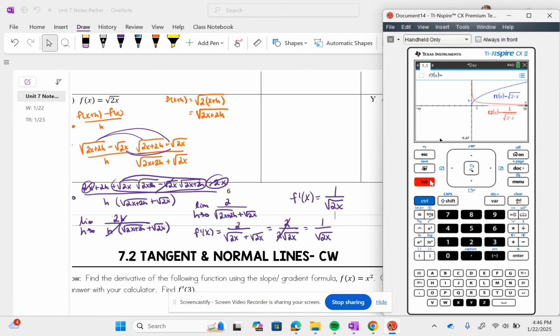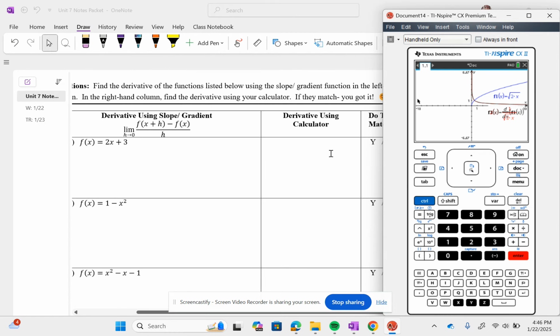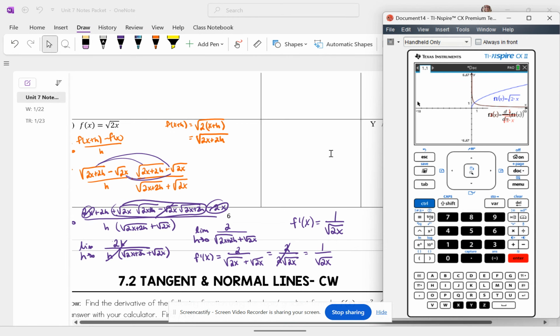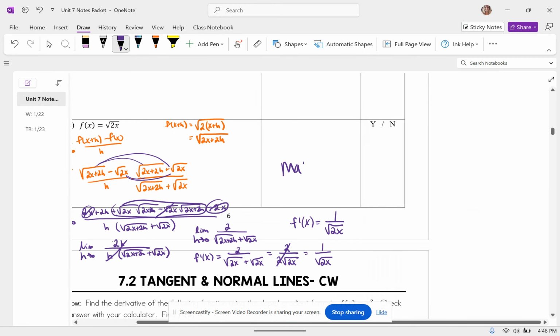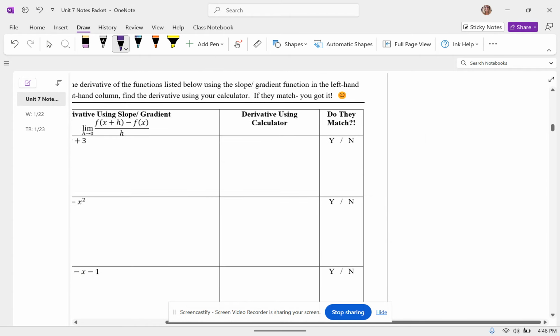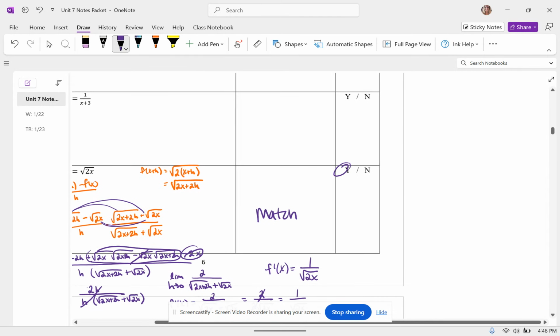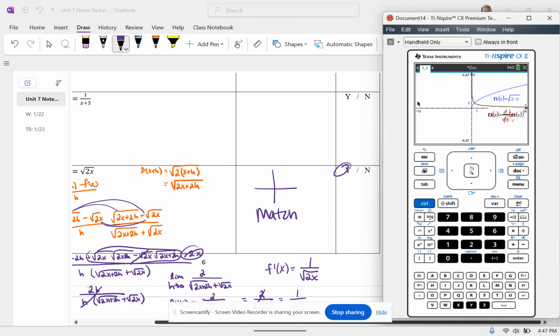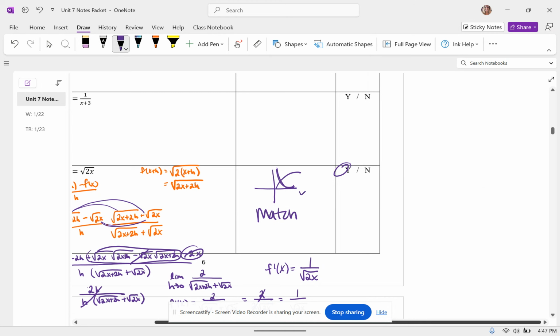All right, let's see. So I've got this here, and then the variable that I'm pulling from is F1, and they're the same, hooray! So then it says derivative using calculator, they match. And then I would say, do they match? Yes. So it looked like my sketch was like this. This was the original, and then these were the two things, and they were the same.